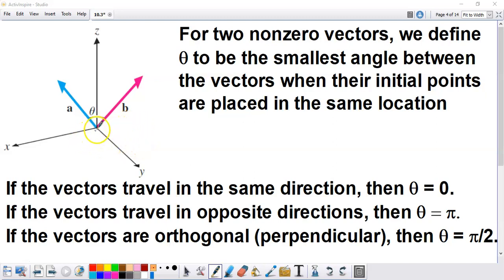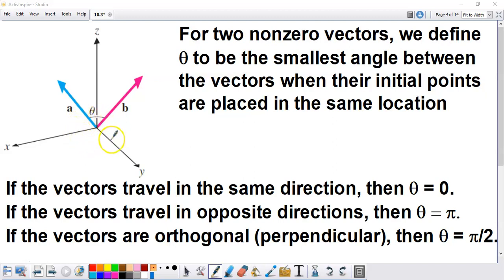So if we have two vectors, either in 2D or 3D, in this case we're obviously dealing with an x, a y, and a z axis, so these are three-dimensional vectors. We define theta to be the smallest angle that's between those two vectors, right? So there's more than one angle. I've got really infinitely many ways to place an angle between these.